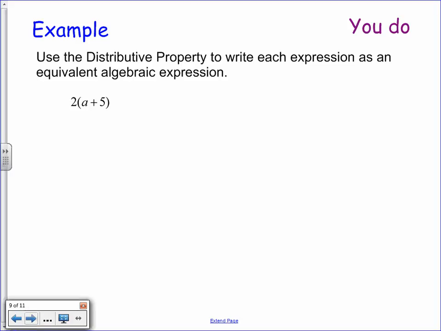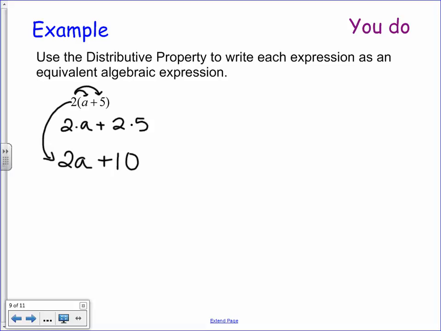Okay, now this one's a you do. I want you to try this one as best you can, and then replay me when you're ready for the answer. So we distribute here, we get 2 times a plus 2 times 5, 2a plus 10. Now don't get lazy on me and go straight from this step to this step. I want to see 2 times a plus 2 times 5 before you simplify.